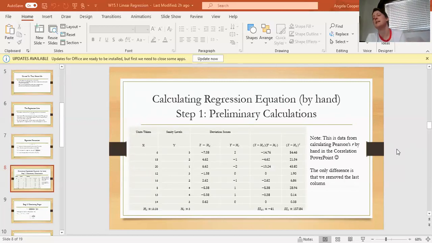So calculating linear regression by hand. Step 1, we have to do our preliminary calculations.